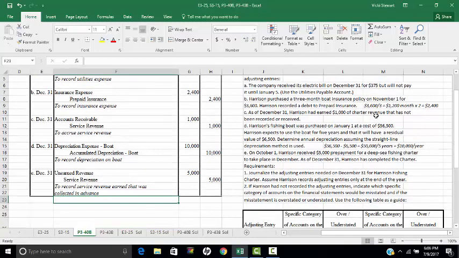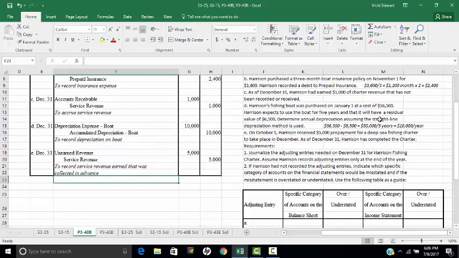The B part of the problem says, if Harrison had not recorded the adjusting entries, indicate which specific category of accounts on the financial statements would be misstated, and if the misstatement is overstated or understated. And they give us a table as a guide. So they're telling us first to give the category of the accounts on the balance sheet and whether they would be over or understated, and then the category on the income statement and whether they would be over or understated.